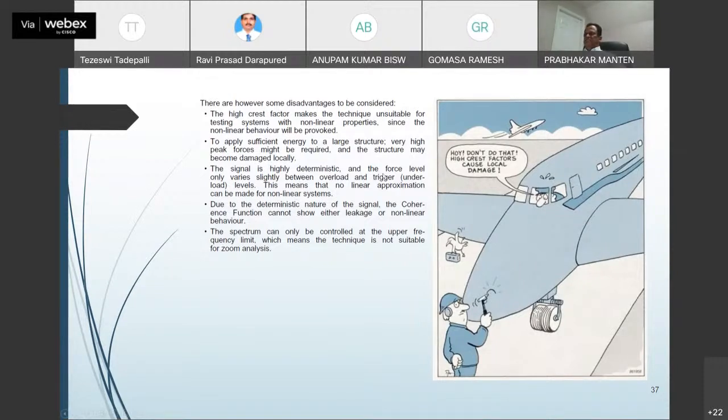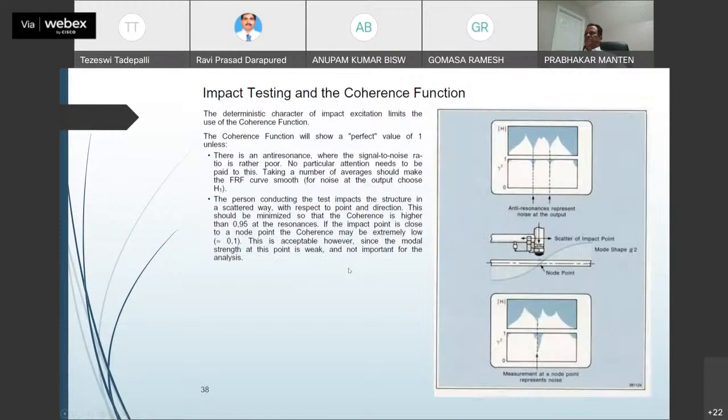The signal is highly deterministic, and the force level only varies slightly between overload and trigger, underload levels, okay? This means that no linear approximation is made for nonlinear systems. Due to the deterministic nature of the signal, the coherence function cannot show either leakage or nonlinear behavior. The spectrum can only be controlled at the upper frequency limit, so the technique is not suitable for zoom analysis if you are doing things like that.